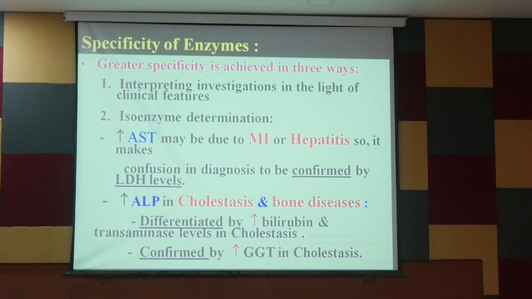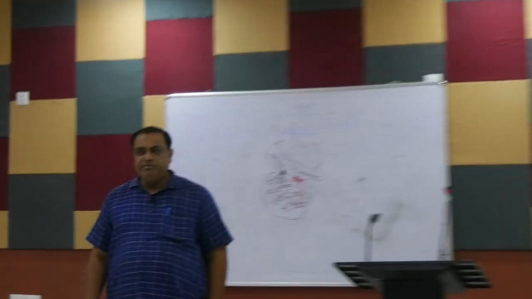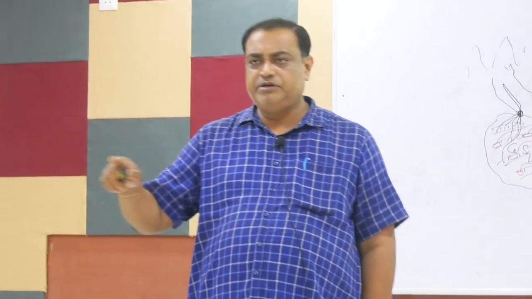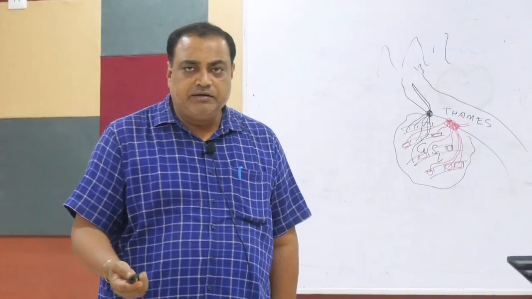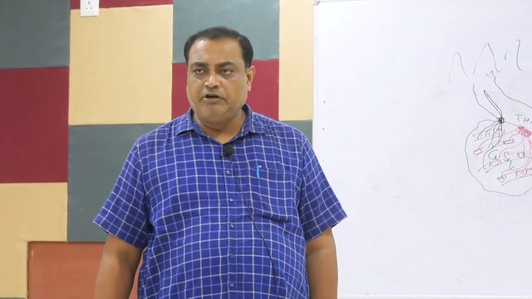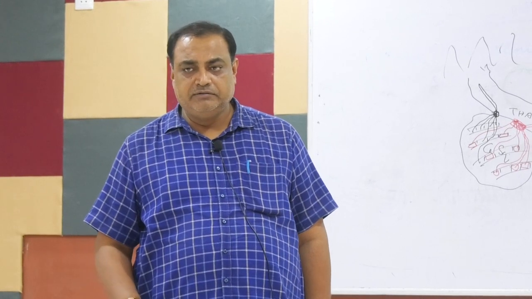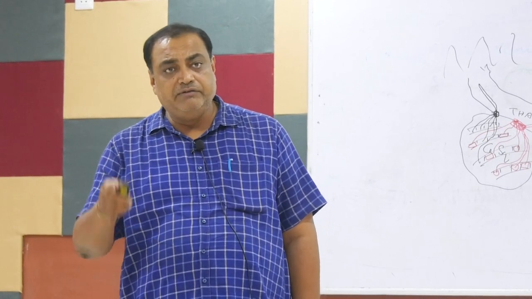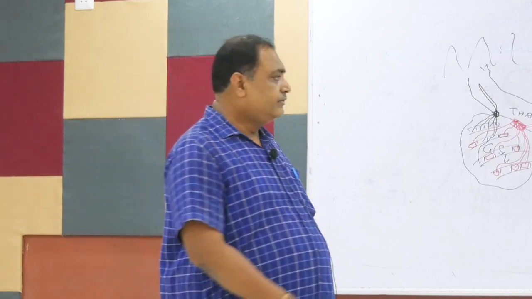Looking so easy, no? But it's not so easy. Anyway, ALP, cholesterol and bone disease: how to differentiate? Perform GGT and bilirubin tests. If bilirubin is elevated and ALP is elevated, that means it is jaundice due to obstructive causes. But if GGT is normal, that means it is not due to the liver. If high, that means a liver cause. In bone disease, GGT will not increase.